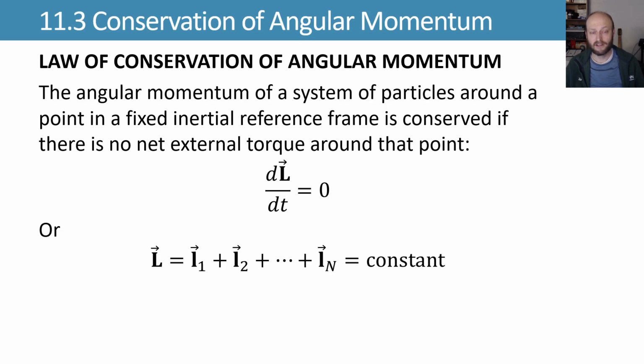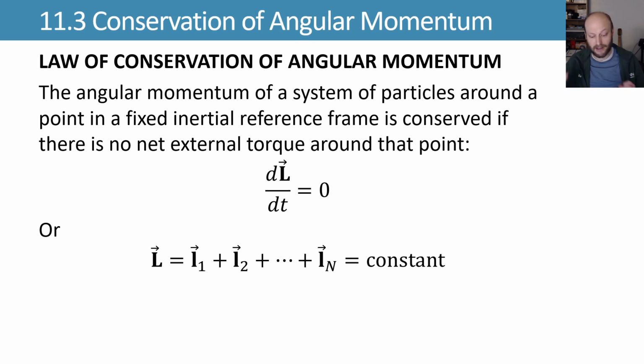The law of conservation of angular momentum is one of these laws, like the law of conservation of energy, that's really powerful and governs a wide range of phenomena. It says that the angular momentum of a system of particles around a point in a fixed inertial reference frame is conserved as long as you have no external torque around that point.